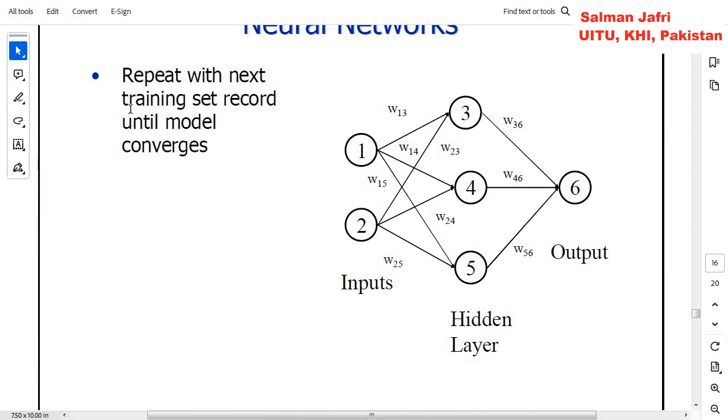So we repeat with the next training set record until the model converges, right? And by converging we mean the error percentage becomes less and less. We are minimizing the error, right?